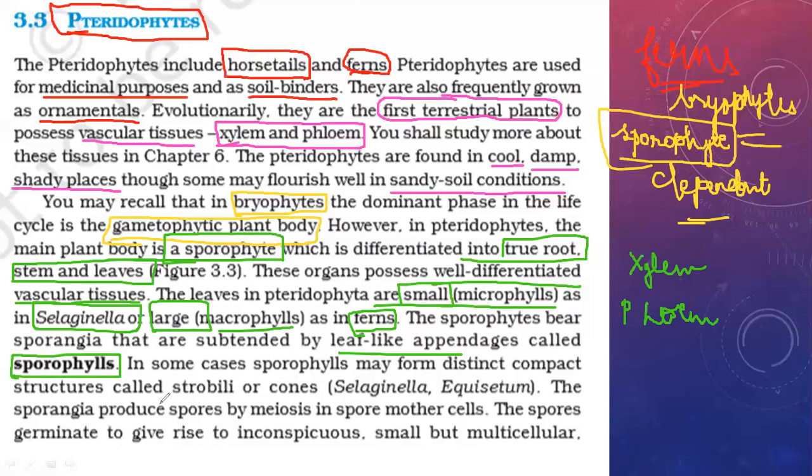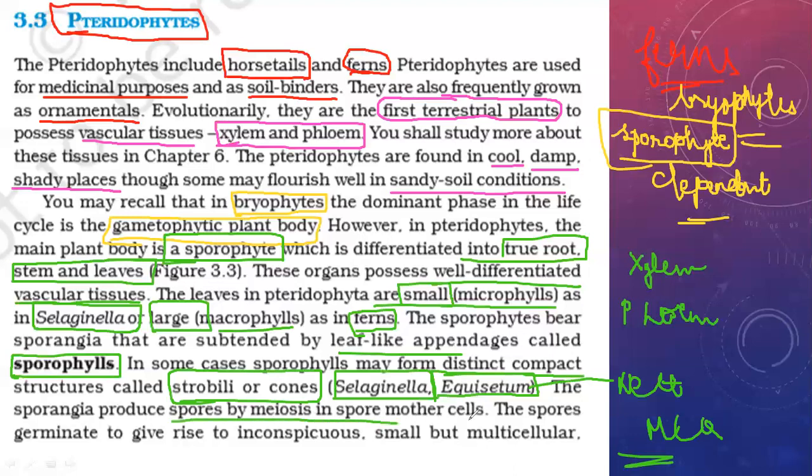In some cases, sporophylls form distinct compact structures called strobili or cones. In which pteridophytes can you find cones or strobili? In Selaginella and Equisetum. This may be a NEET MCQ. Clear? The sporangia produce spores by meiosis in spore mother cells. The spores germinate to give rise to multicellular structures called prothalli.